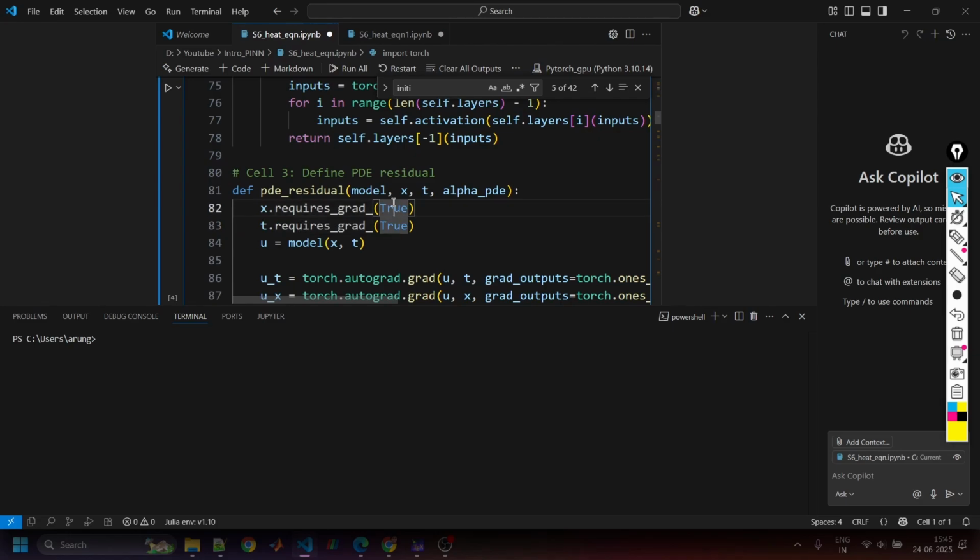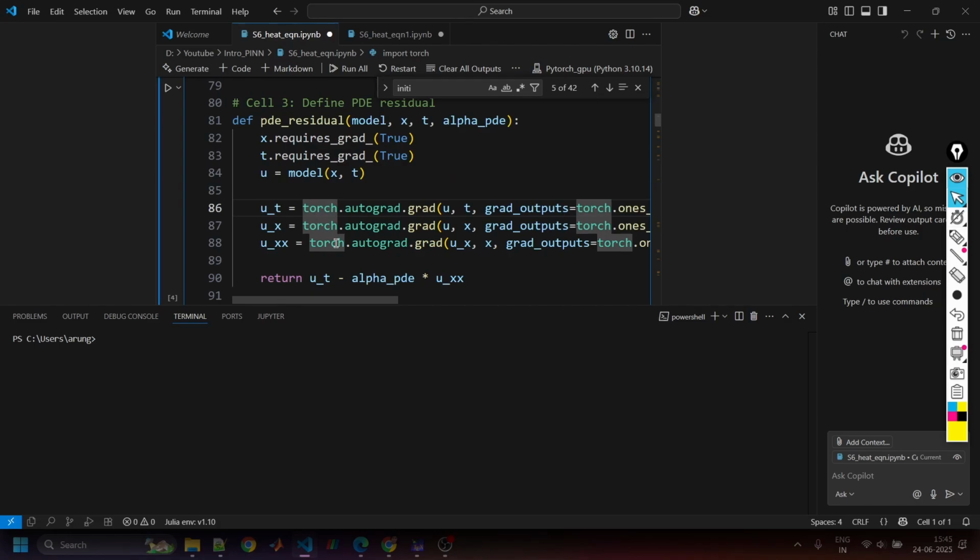That's why we are ensuring the x dot requires gradient is true through these commands. Then this is the instance of the class. So we already defined a model which takes x comma t as an input. This is a neural network model.